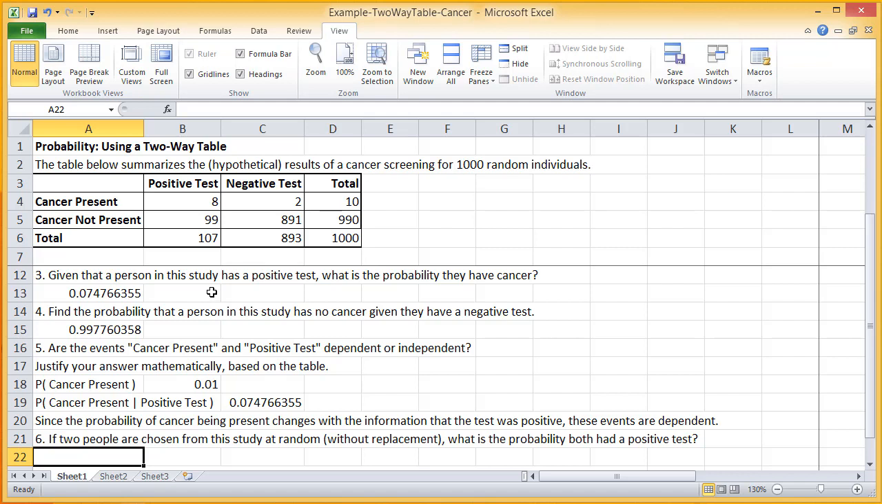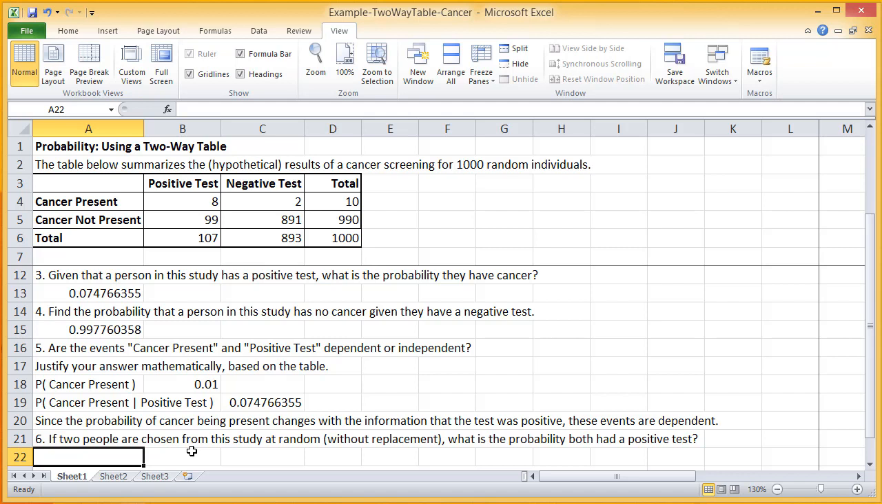If 2 people are chosen from this study at random without replacement, what is the probability both had a positive test? 2 people chosen from the study at random, which means we're not giving any conditions to this. We don't see the word given anywhere. We're picking from all 1,000 people in the study. We're picking 2 people without replacement, which means we pull one person out, hold them out, and then we reach in and pull one other additional one out. What is the probability both had a positive test?